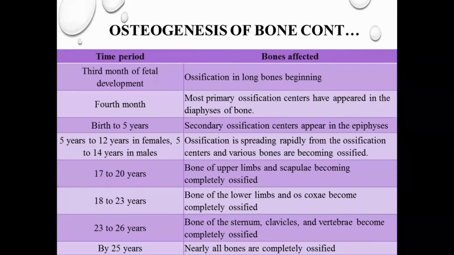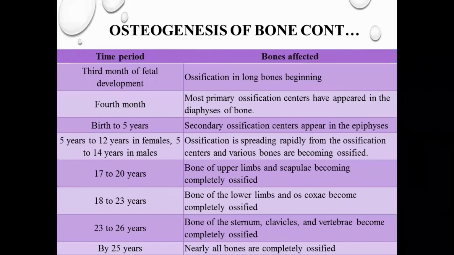Okay, that's very important, as well as the circumference of your skull region. These are some of the parameters for finding out the age of your fetus. Then in the fourth month, most primary ossification centers have appeared in the diaphysis of the bone. So there are two things: primary ossification center and secondary ossification center. In the primary ossification center, the diaphysis of the bone helps in the lengthening of the bone. The secondary ossification center, or the epiphysis, is going to be enlarged.